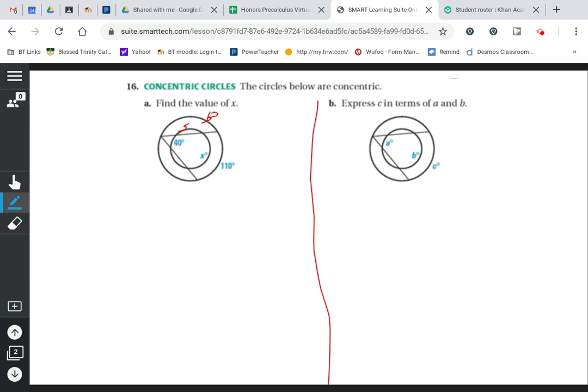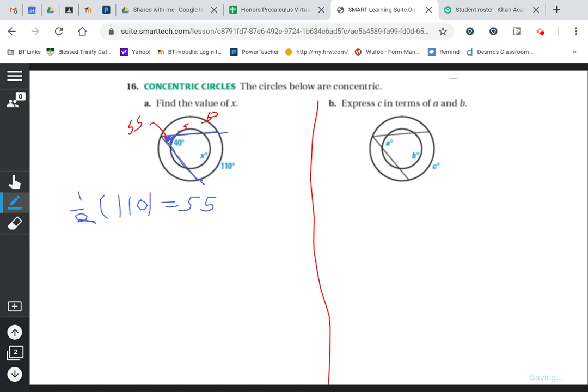So the big circle, because we have this angle here for the big circle, we see that this angle is an inscribed angle. So that angle right there, this angle right in there, is an inscribed angle, which tells me it is 1/2 of the arc it intercepts. So it's 1/2 of this 110. So it's 1/2 of 110, which is 55.